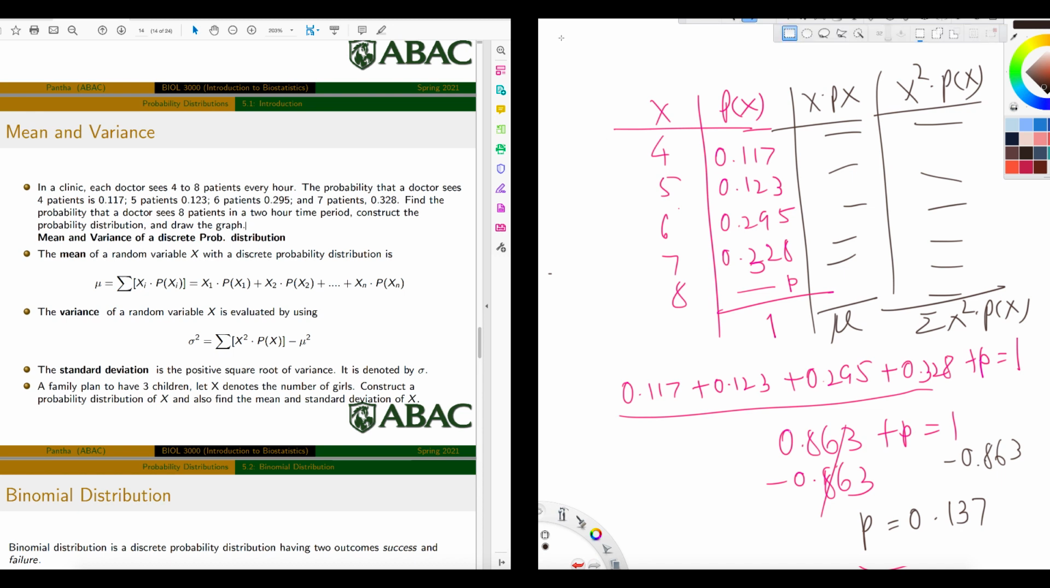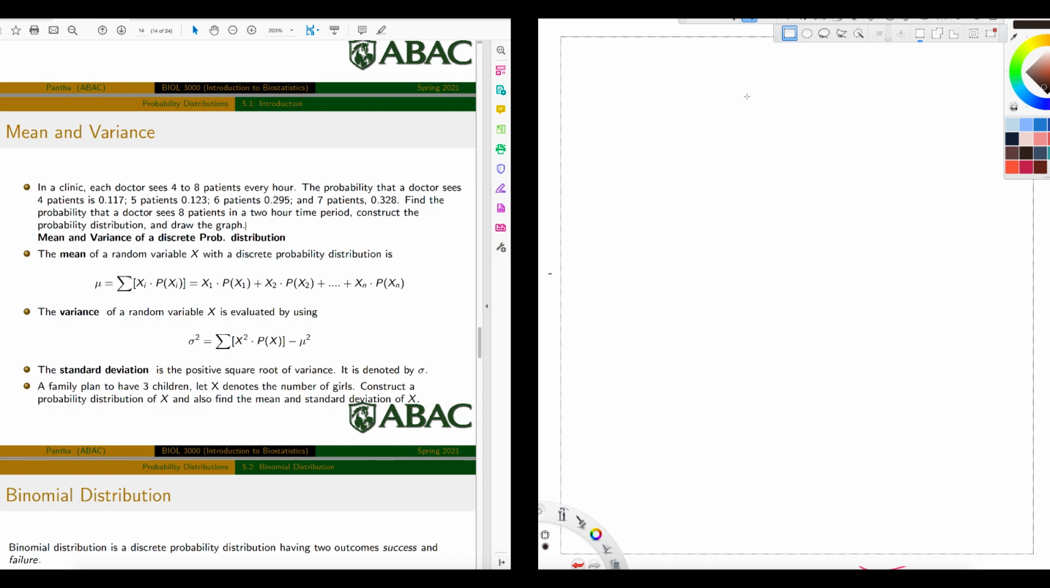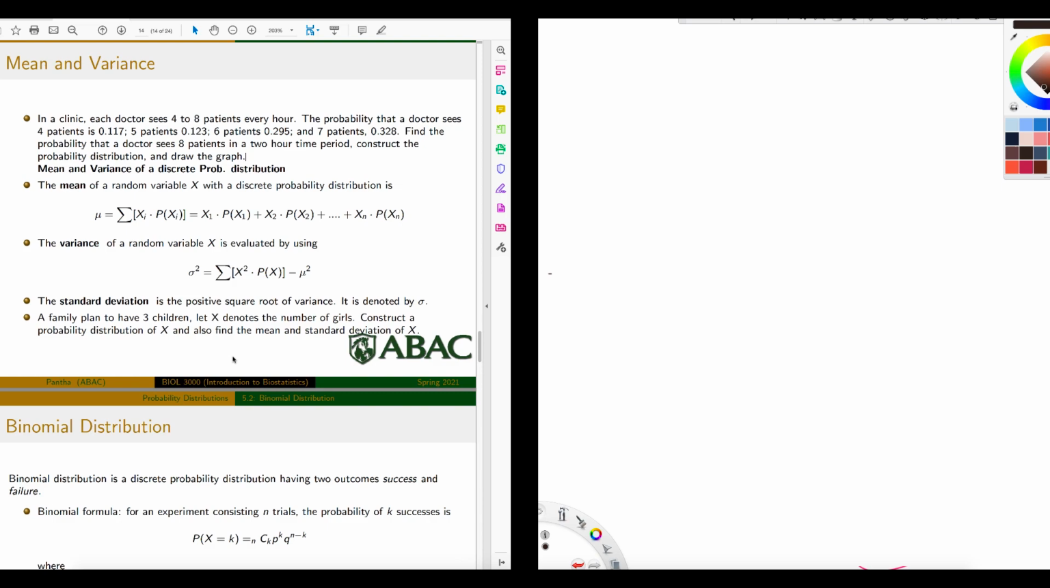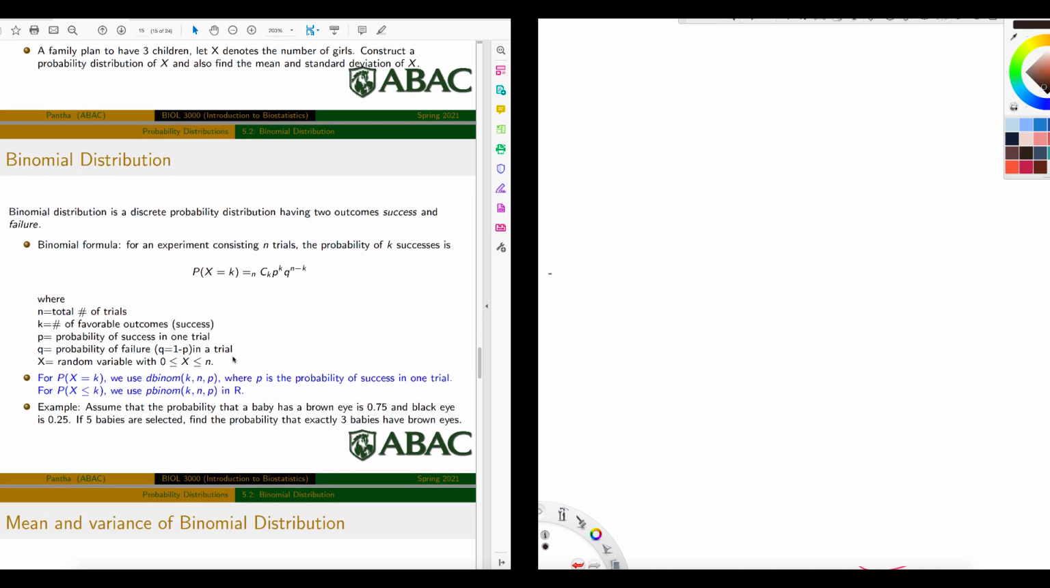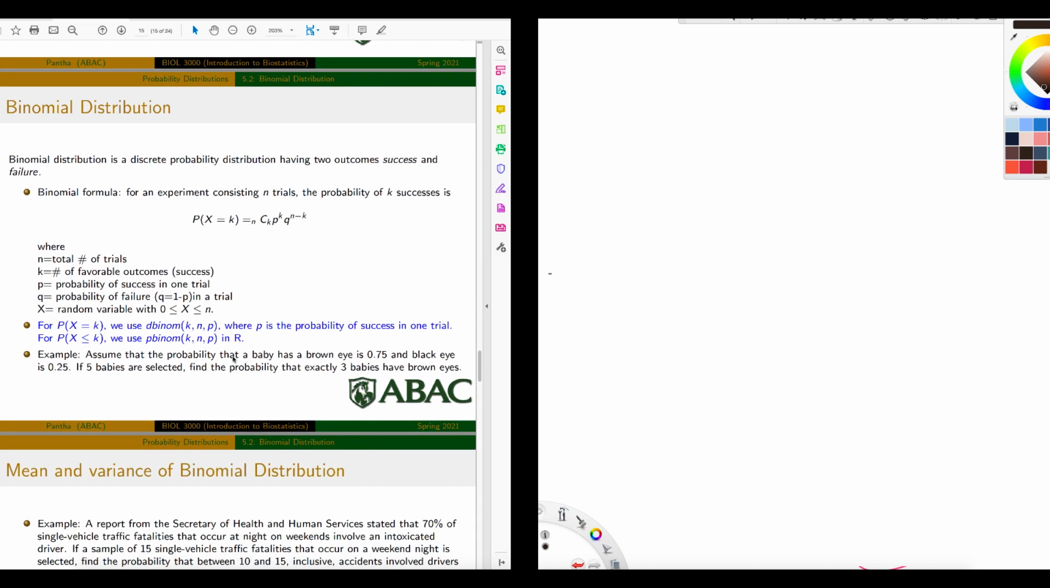All right. That was all about finding the mean and standard deviation for the discrete random variable, okay? And the next thing is binomial probability distribution. We have seen that again in elementary statistics. So a binomial probability distribution has just two possible outcomes. One is the success, the other is the failure, okay?